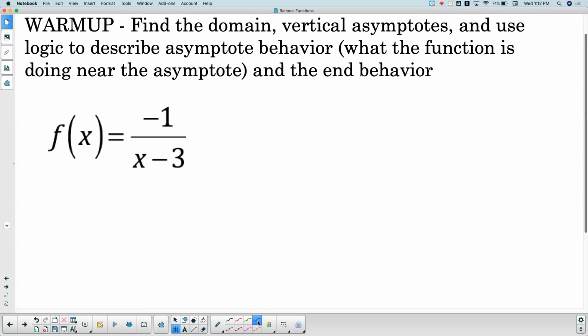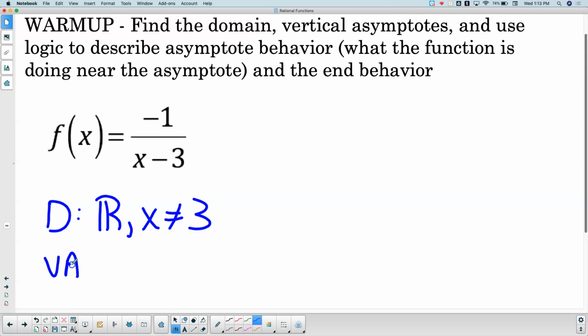Okay, let's knock out the easy two first. What is the domain of this function? All real numbers except x cannot be 3. Yep. Okay, all real numbers, x cannot be 3. Agree? Love it. What's the vertical asymptote then? x equals 3. Good so far.